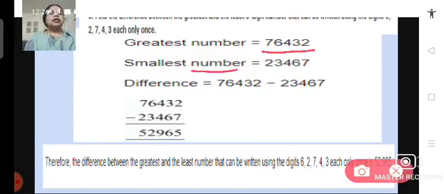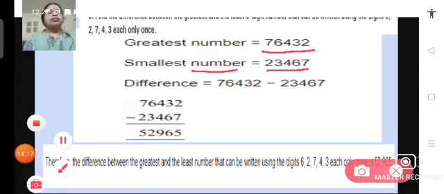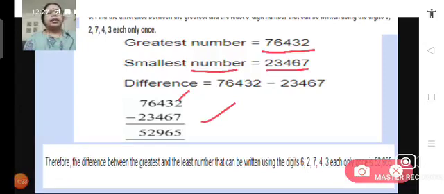And what will be the smallest number that we get by arranging these digits? That will be 23,467, because to get the smallest number we write the digits in ascending order. So the smallest number will be 23,467. Now what is the difference between these two numbers, 76,432 and 23,467? To find the difference, we write the two numbers in columns and start subtracting from the ones place.